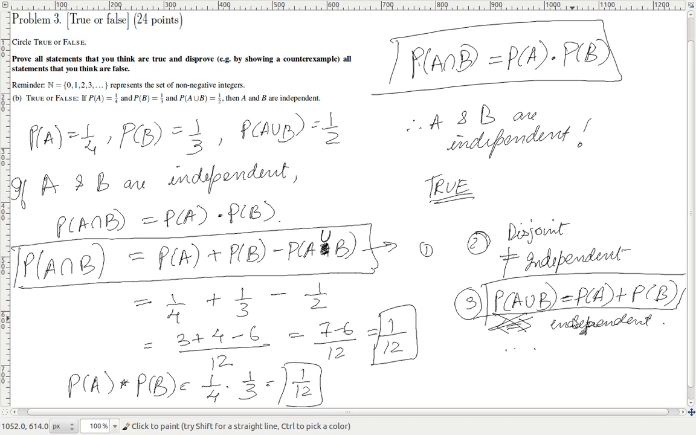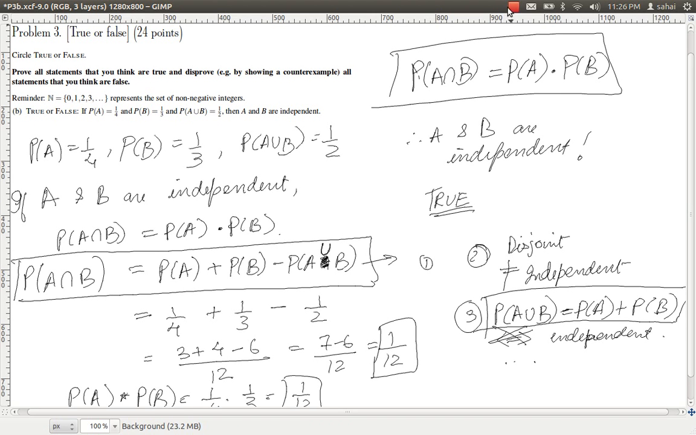All right, so that's all for part B, and let's move on to part C for problem 3 on the midterm.